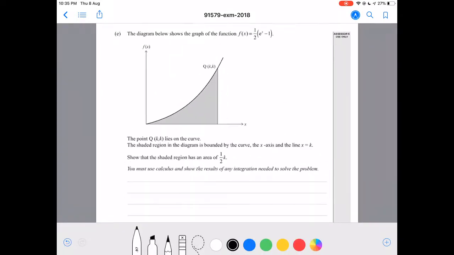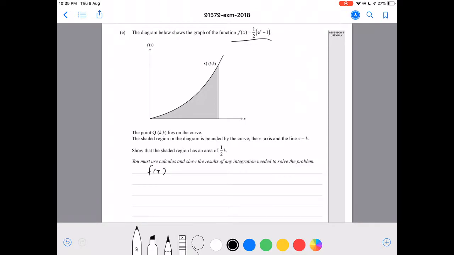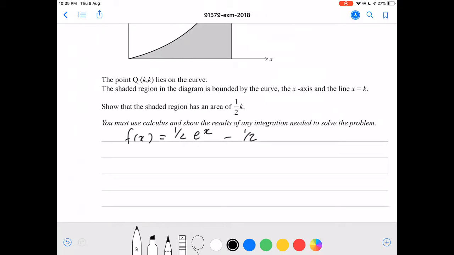Okay, so once again, we have a function. We need to go to the area function, which means we have to integrate. So we have our f of x. We're going to rewrite this as 1/2 of e to the power of x minus 1/2. And we need to find the integral of this. That's pretty straightforward. So integral of 1/2 of e to the power of x minus 1/2 dx.